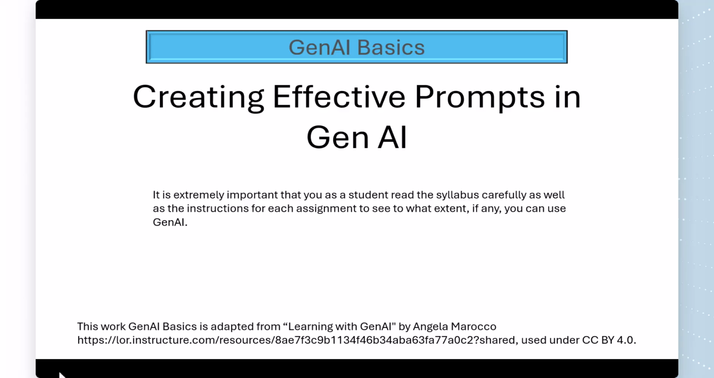In the next section, you will have the opportunity to test your knowledge about GenAI.